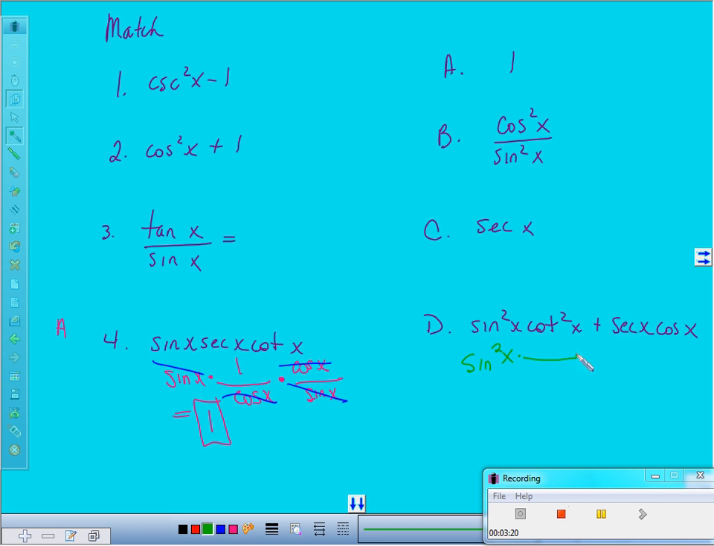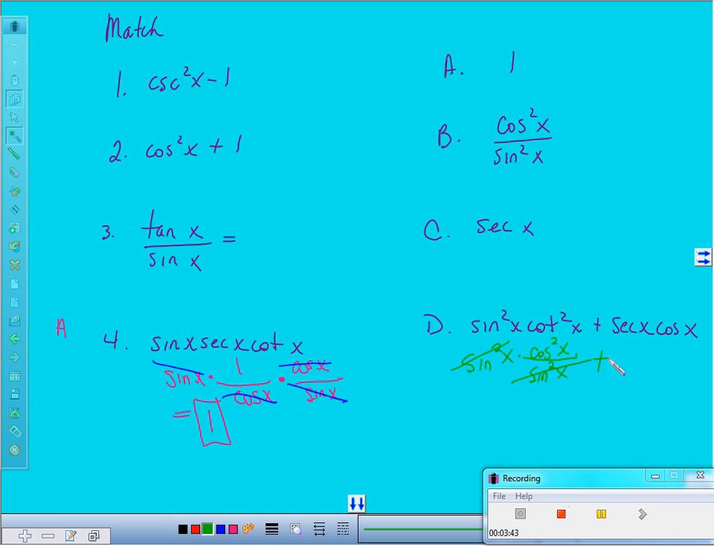Cotangent squared, on the other hand. Cotangent we just used in the previous problem. We can see it's cosine over sine. Since it's squared, remember, the first 5 identities, you can put any power you want on them. So I'm going to make that cosine squared over sine squared. And of course, you notice the sine squareds cancel. Okay. So all we have left right there on the left is a cosine squared.